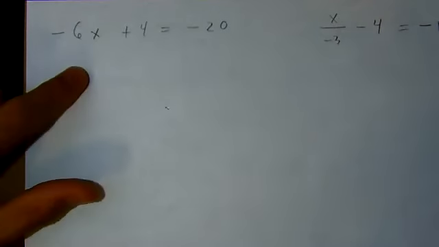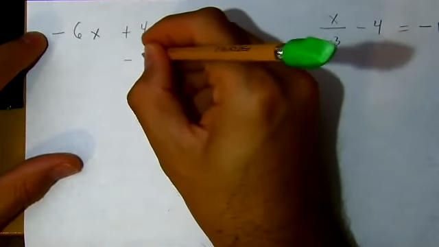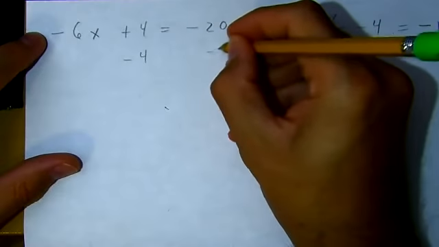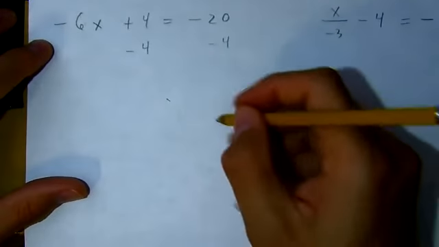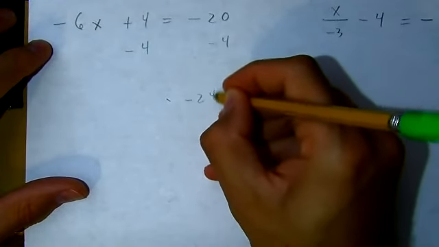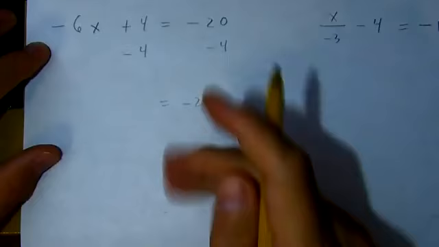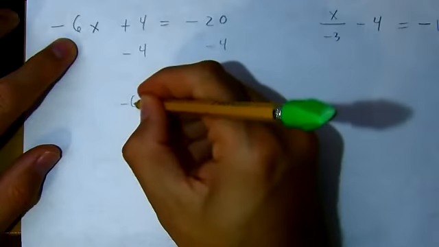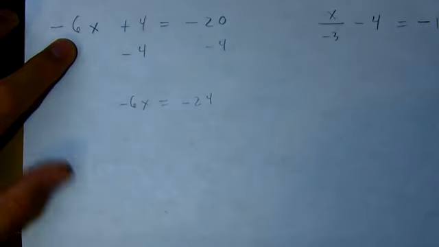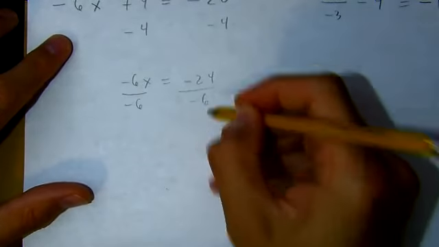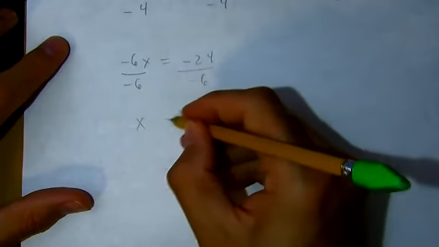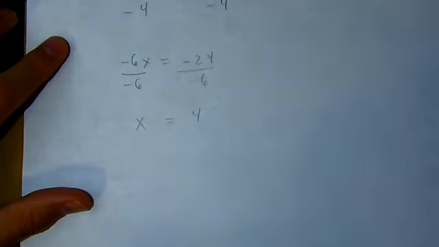Okay, so the first step on this one would have been subtract 4. So if you enter that on your calculator, you should have gotten -24. Bring down your -6x. Last step, divide by -6. X is +4.